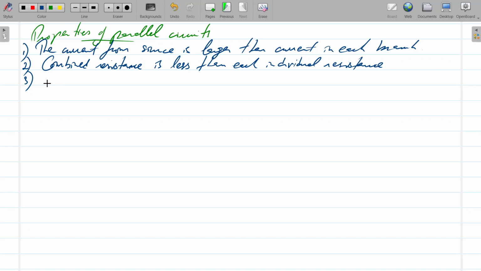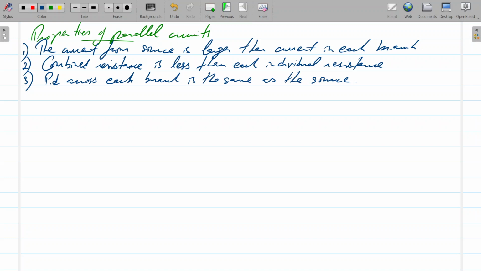And the third, they've not given that, but the potential difference across each branch is the same as the source, right? So the voltage is not split. And so they give an example of lamps that are connected in parallel. The advantage of lamps being connected in parallel is that they all get the same voltage, and so they all shine with the same brightness.